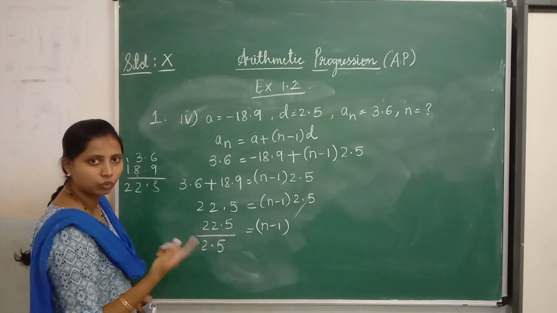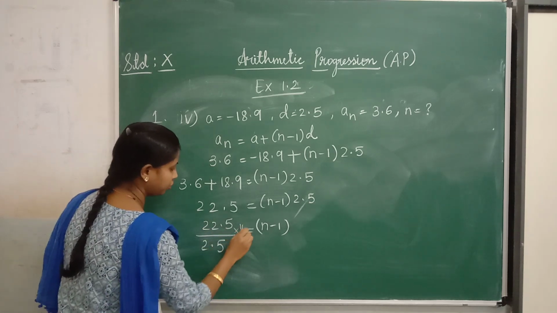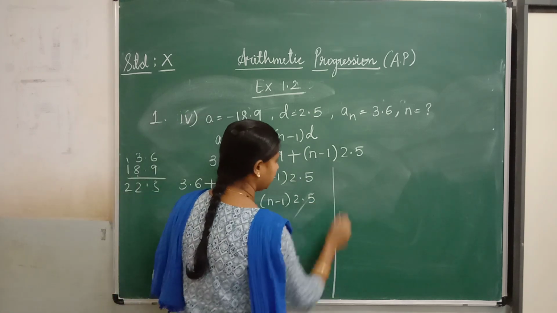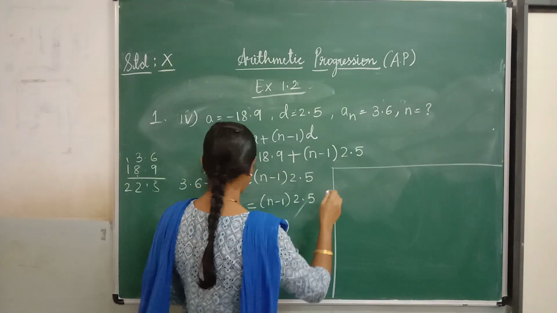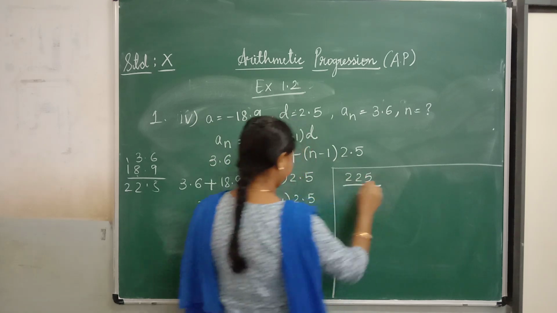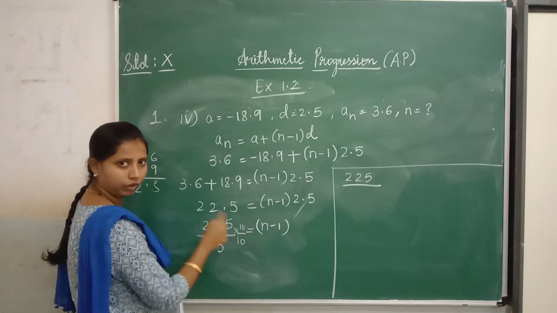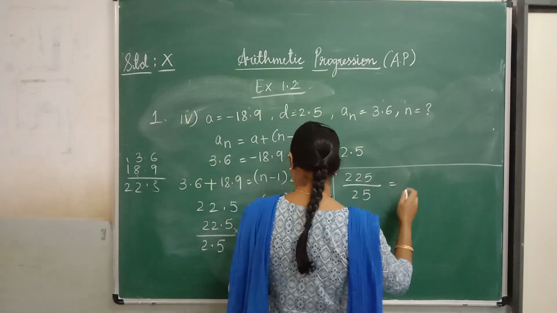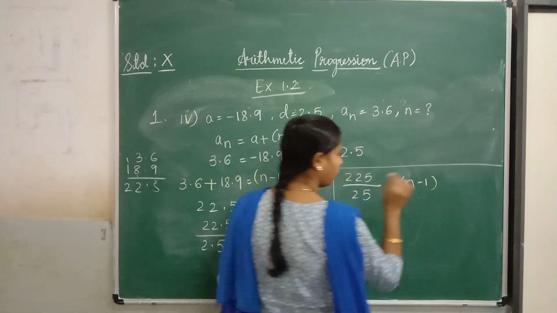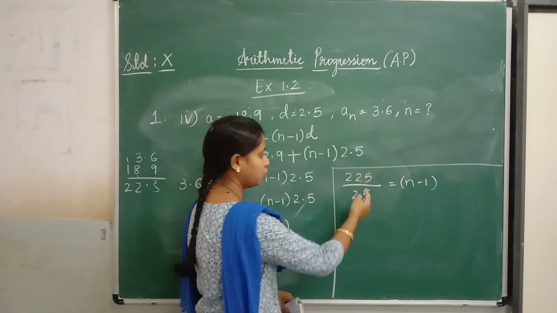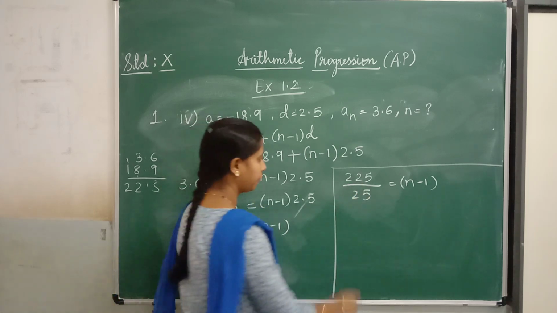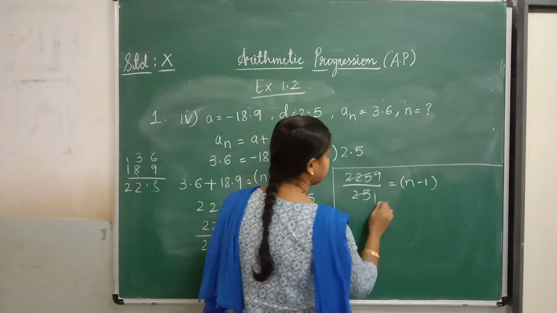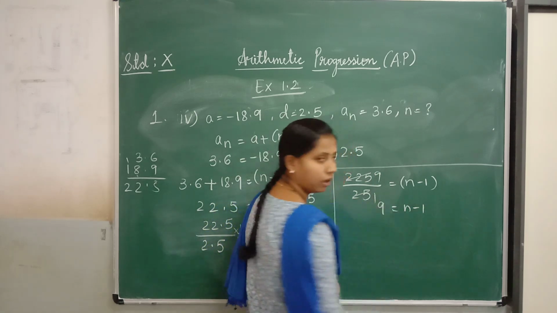Now you can divide. If you have decimals, you can take out the decimals by multiplying by 10 on both sides. So you get 225 when you multiply by 10, as the decimal point jumps 1 digit. Here also 1 digit. So 225 divided by 25 is equal to n minus 1. What is 225 divided by 25? 25 ones are 25, 25 nines are 225. So 9 is equal to n minus 1.